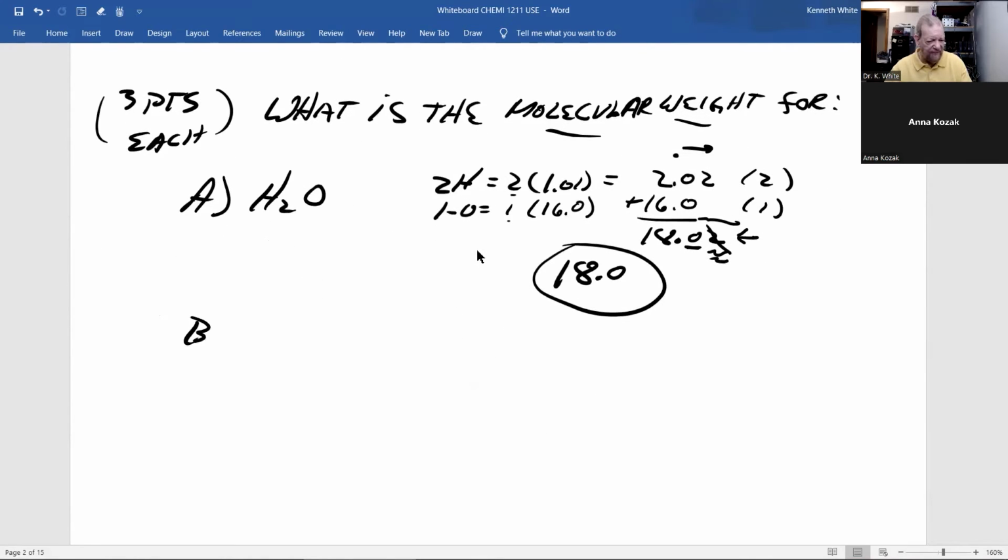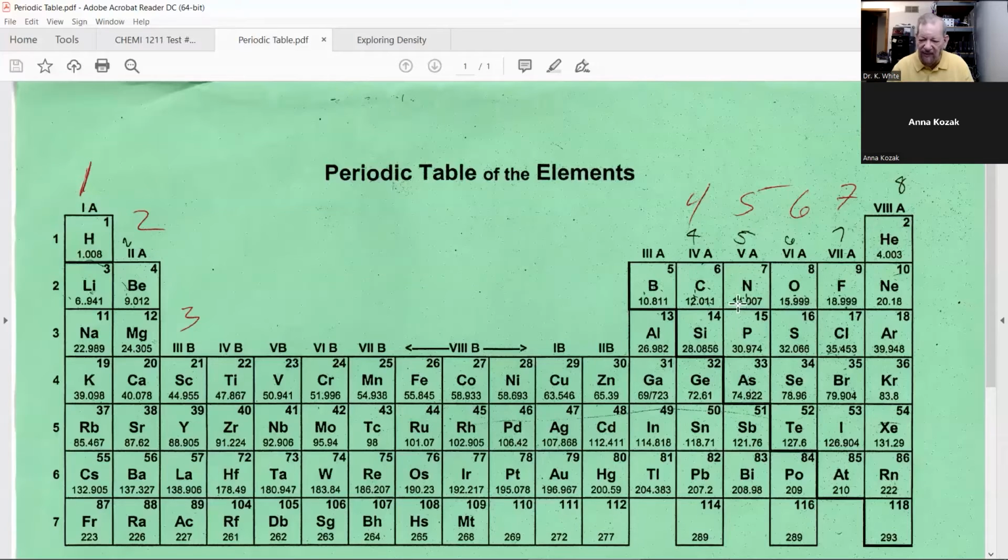Let's do another one. Ammonia. Here, the molecular weight is the sum of all atomic weights. We have 3 hydrogens and 1 nitrogen. The atomic weight of hydrogen to 3 significant figures is 1.01. And then we need the atomic weight for nitrogen. Well, where do you find that? You go to your friendly neighborhood periodic table.